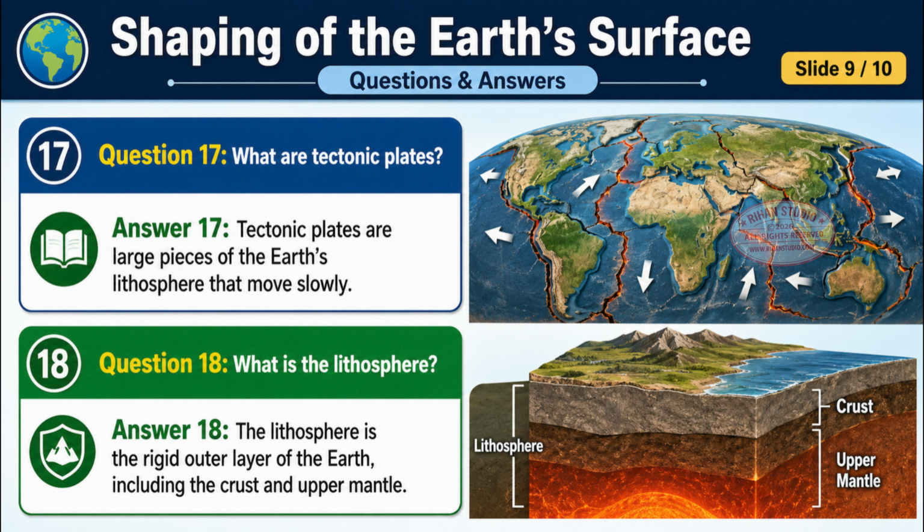Question 17. What are tectonic plates? Answer 17. Tectonic plates are large pieces of the Earth's lithosphere that move slowly. Question 18. What is the lithosphere? Answer 18. The lithosphere is the rigid outer layer of the Earth, including the crust and upper mantle.